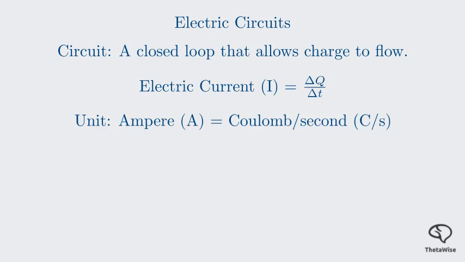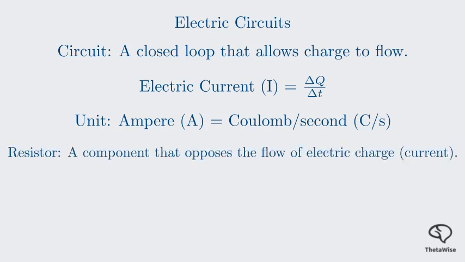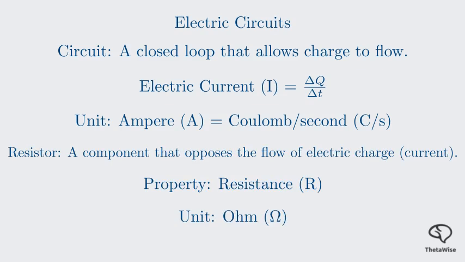The battery provides the voltage, or electrical pressure, and the wire allows the current to flow. But sometimes, we want to control the amount of current. We do this with a component called a resistor. A resistor, as its name suggests, resists the flow of charge. The property of a material to resist current flow is called resistance, R.